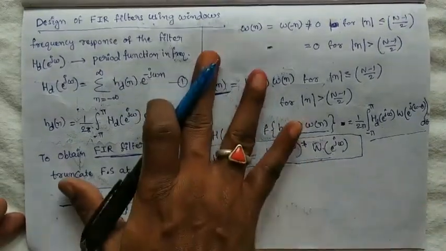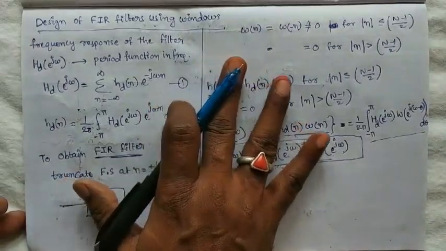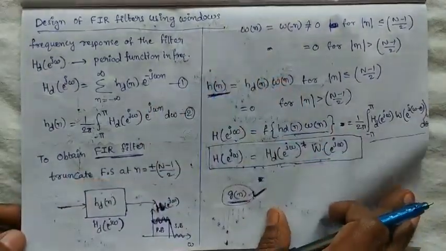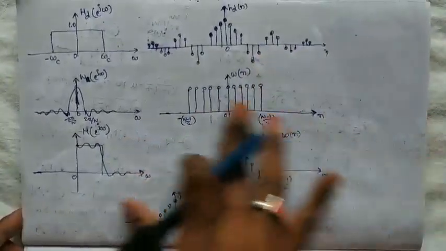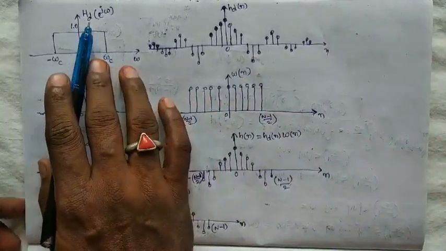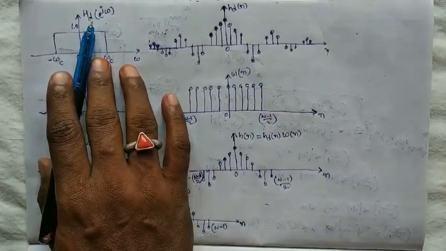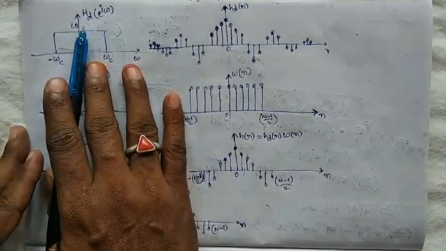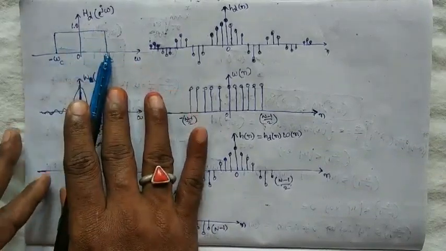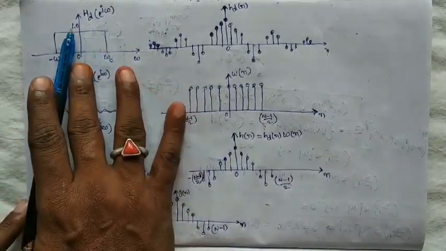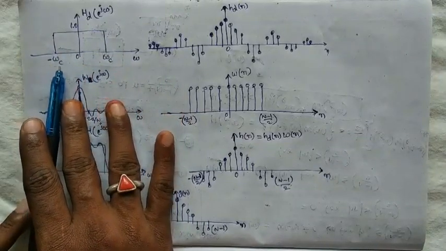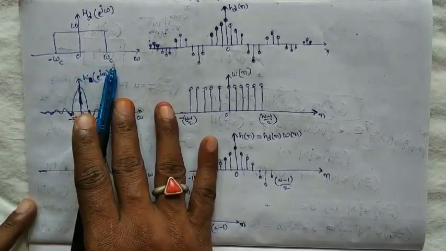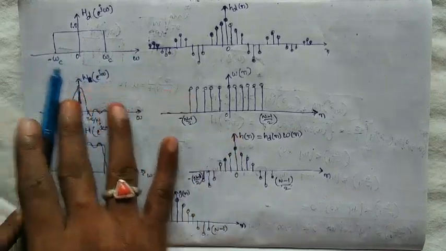Here we are observing it from a simple example. I am considering the frequency response of the filter. The frequency response of the filter is what? It is the rectangular function. Hd of e power j omega is 1 for minus omega c to omega c, and the remaining values are 0.